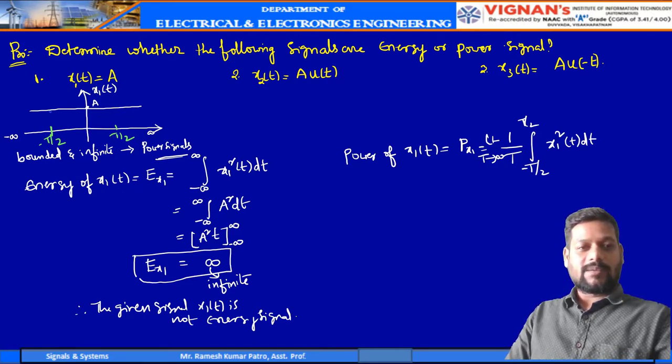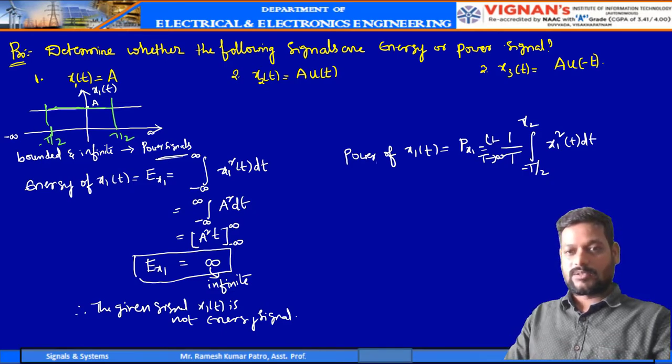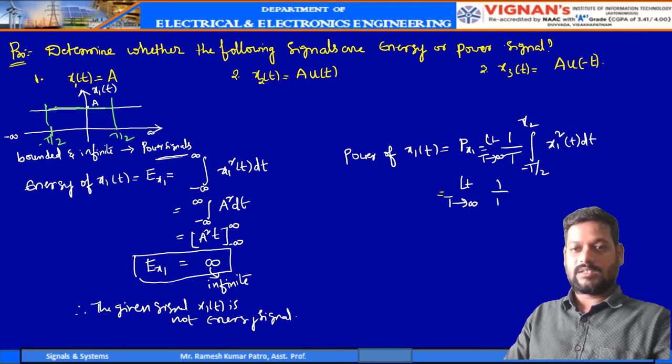In this time interval, from minus T by 2 to T by 2, the signal value is again a only. Therefore, I can write this as limit T tends to infinity of 1 by T integral from minus T by 2 to T by 2, where x1 square becomes a square dt.